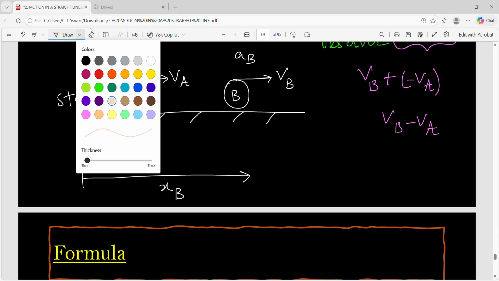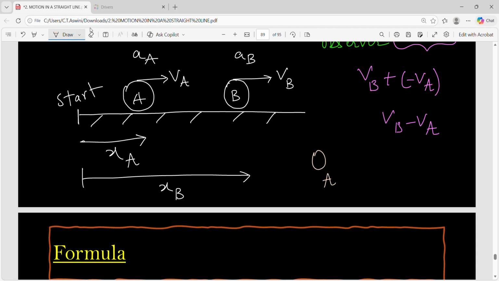Let us take the same case, but this time object A is moving in negative x and object B is moving in positive x, with the same speeds VB and VA. Now what will be the velocity of B with respect to A? See, this is the notation. Velocity of B with respect to A means first you write B, then you write A. What letter have you written first? B. That means you are finding for B. Next you wrote A. That means A is the observer.